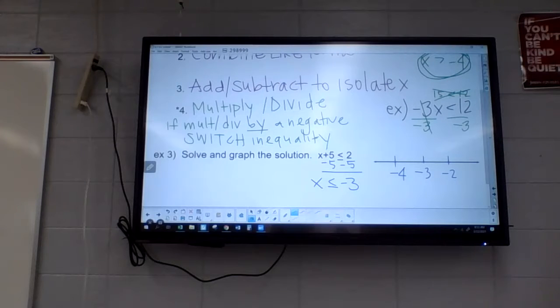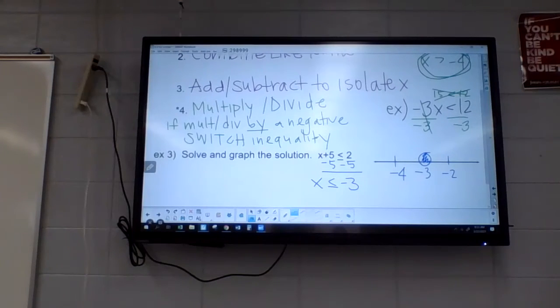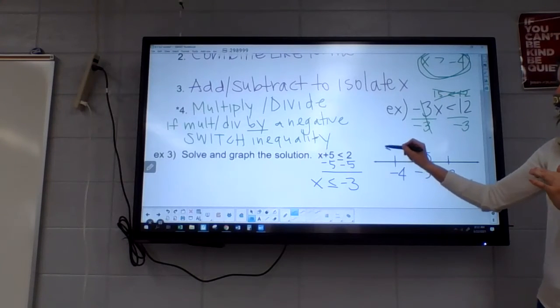Remember, smallest to largest with the number line. What kind of circle do I use this time? Open or filled in? Filled in, because it's equal to. And then remember, the inequality is going this way, which means less than, so I need to go left. So we're going to go this way.